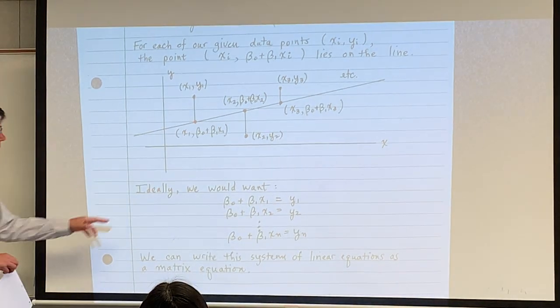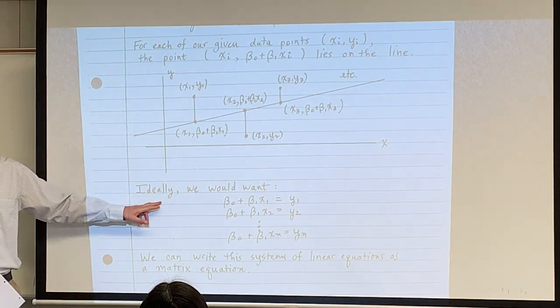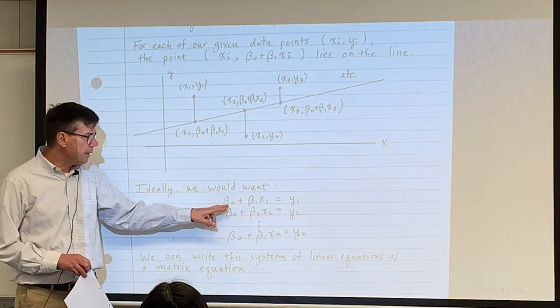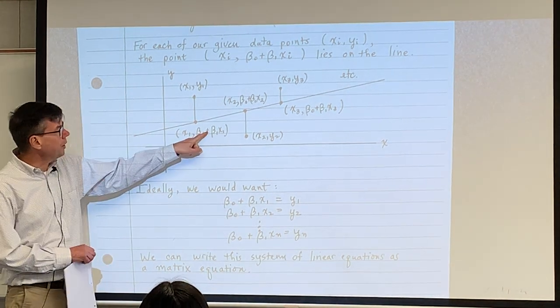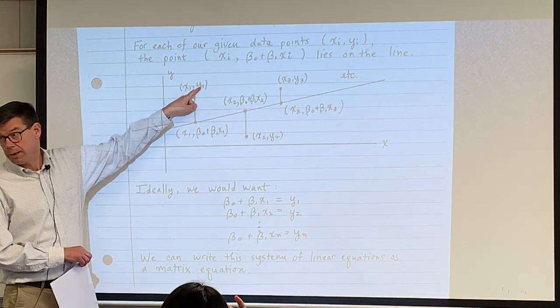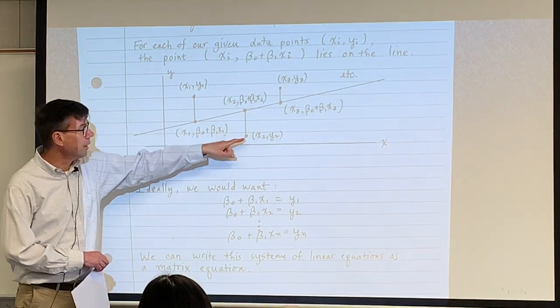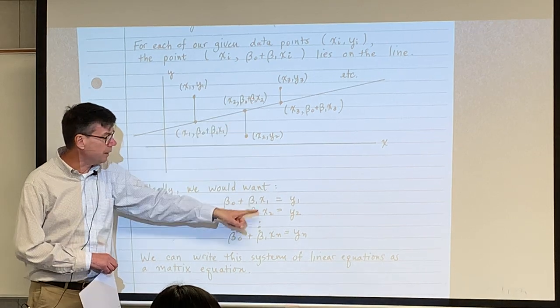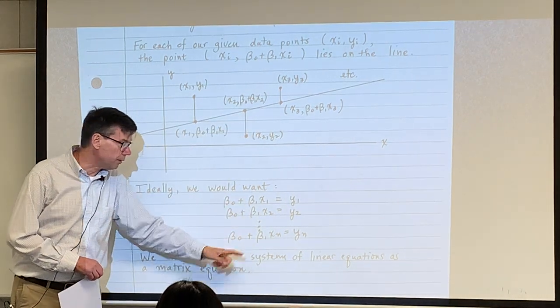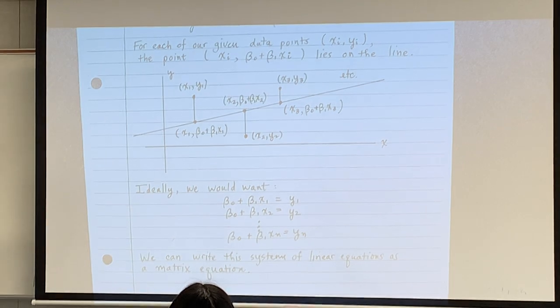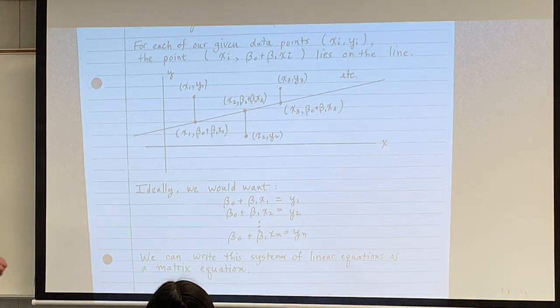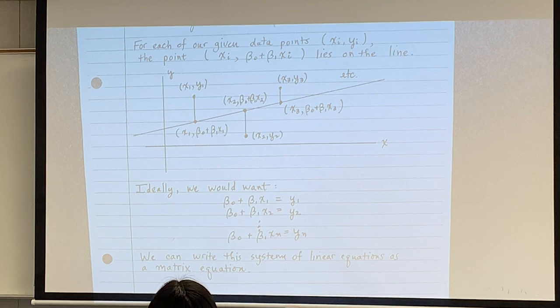Now, if the points really lined up, what would be true is that the y coordinate here would equal the y coordinate here. So that's what this first equation is. The y coordinate here would equal the y coordinate here, second equation, and all the way down the line. So we have a system of equations where, how many equations do we have? So we have n equations, right? And how many variables? 2.